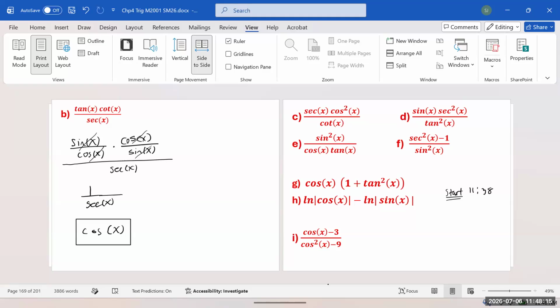What is 1 plus tan squared? If you add 1 to this square, it becomes secant squared.